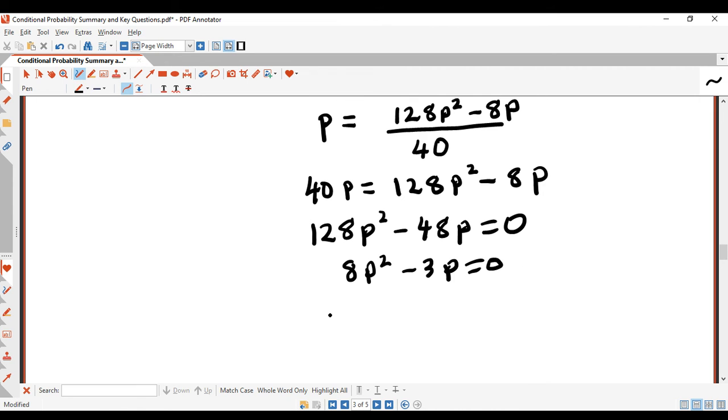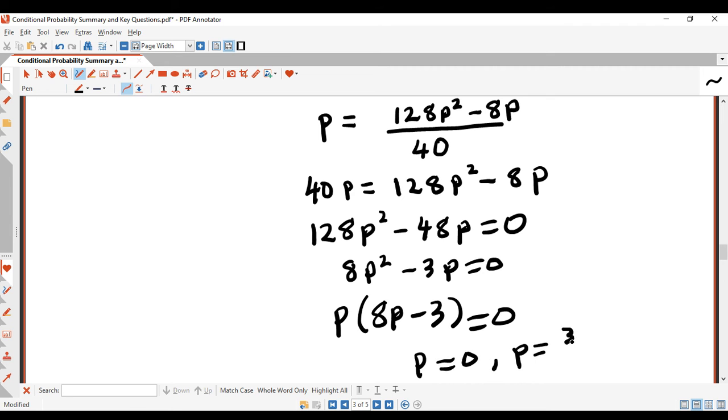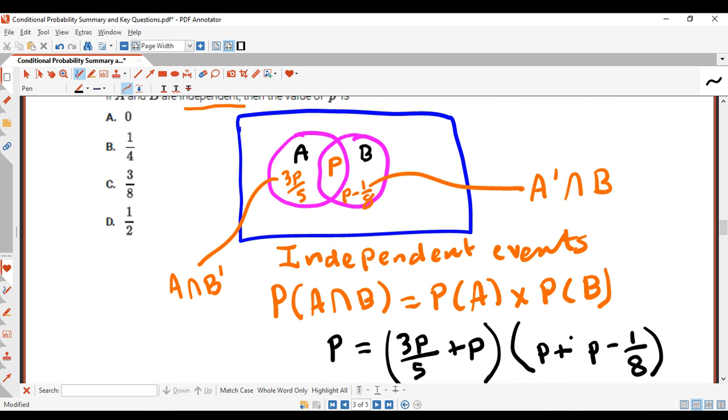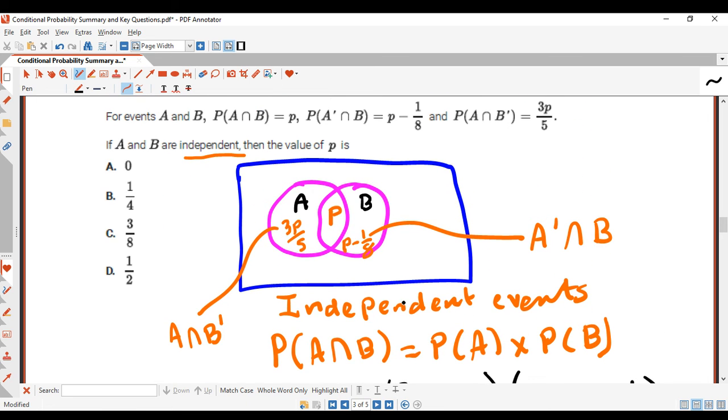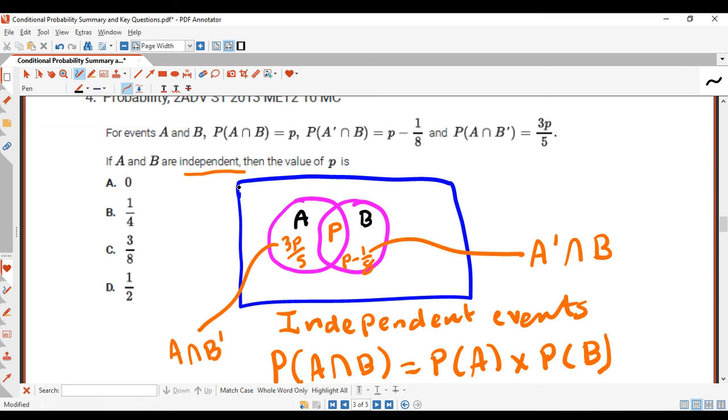And then obviously we'll take out a common factor. P outside of 8p minus 3 is equal to 0. So you're going to get p is equal to 0, or p is equal to 3/8. So now we know that we're not going to have p equals 0 there, but we are going to have p is equal to 3/8. So that is our solution. Okay, so that will be option number C.